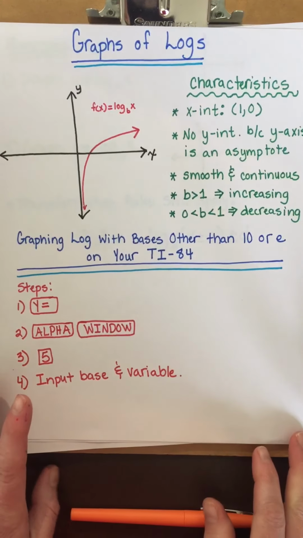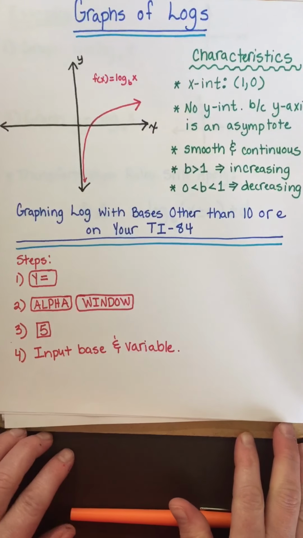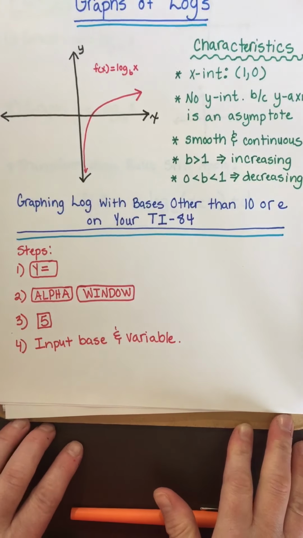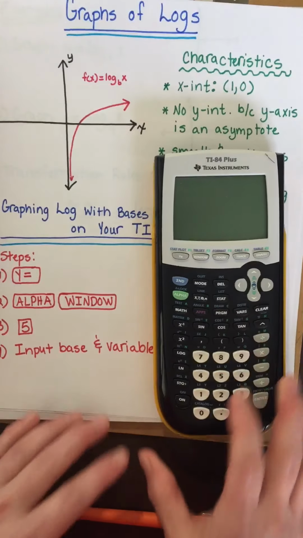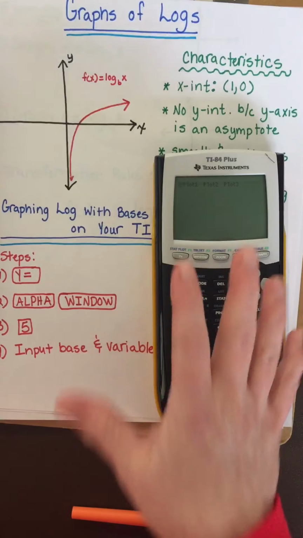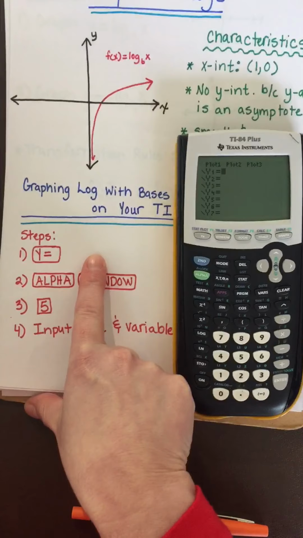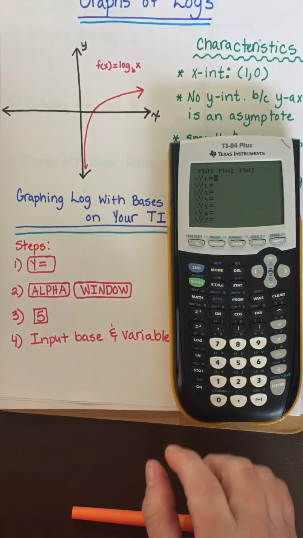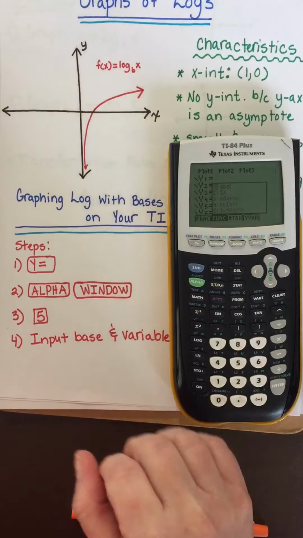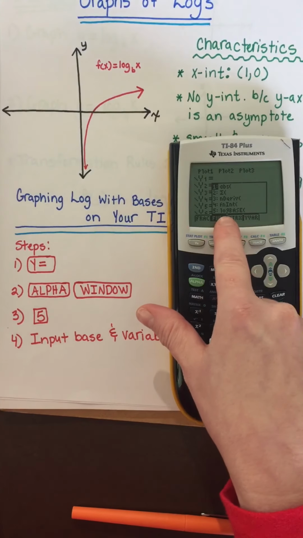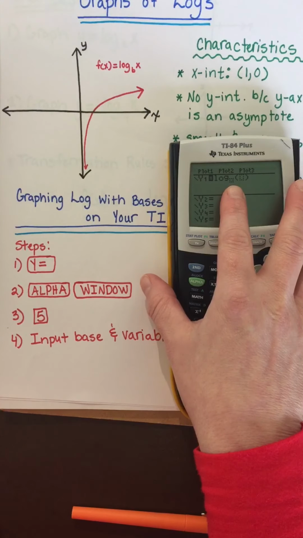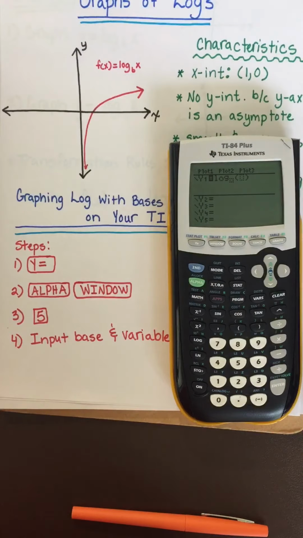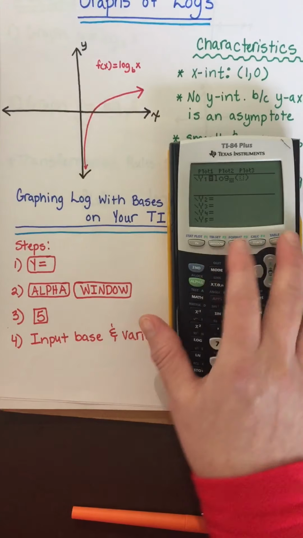All right, so let's talk about how to graph logs with bases other than 10 or e on your TI-84, okay? So all you have to do, of course, you got to turn it on. You go to y equals first, and then to get to the log where you get to pick the base, you hit alpha and then window. And then you'll hit number 5. It says logBASE. And see right there, you can put in any number you want for the base, and then whatever goes here, right? And then you would just hit graph, and it would show you what the graph looks like. And remember, to get to the table, you hit second and graph.